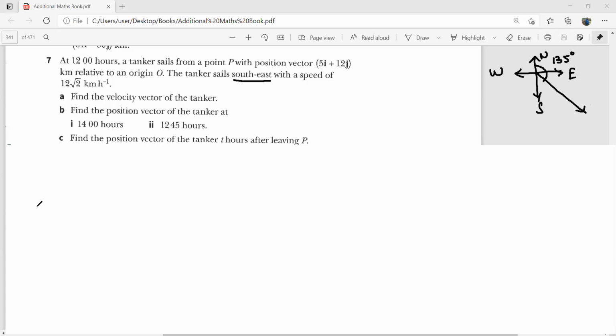So suppose this was the position of your tanker, that was OP, and here it is your O. And the tanker is going in this direction. This time we don't have the velocity vector. He is in fact asking for the velocity vector. Let's do that. A good student can always switch between the vector form and the scalar form.